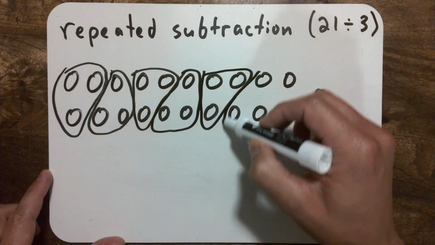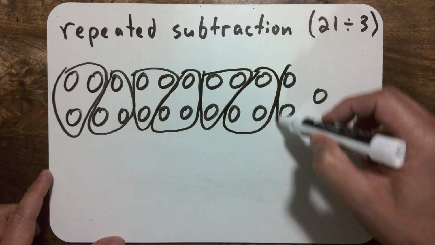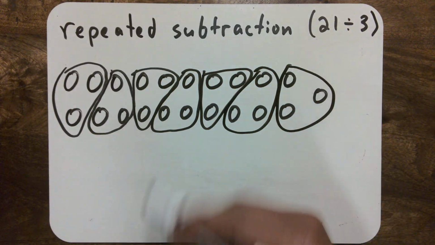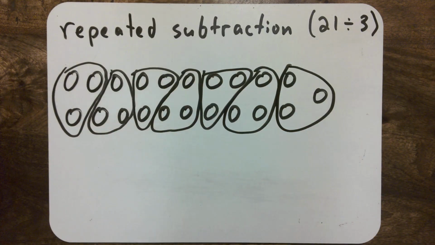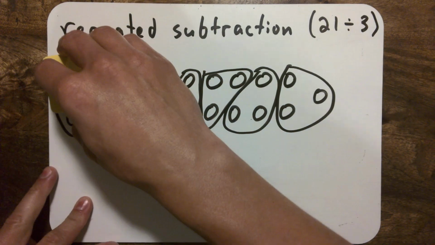Again, just taking away 3 at a time. So we can see that we've taken away 7 total times there, to see that we have 7 groups. Okay.